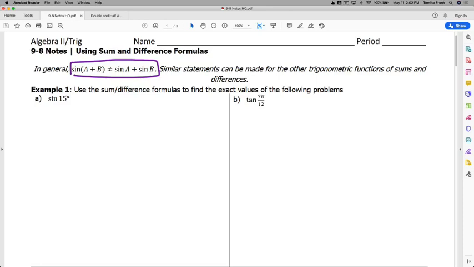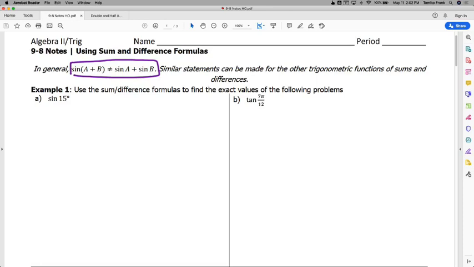So in example 1 here, we want to use the sum or difference formulas to find the exact values of these problems. You are not going to be using a calculator on these, so we want to make sure that we've got everything simplified as far as possible. Your homework's going to ask you to do the same thing. So you're not going to represent anything with decimal values. Make sure they're all simplified radicals.